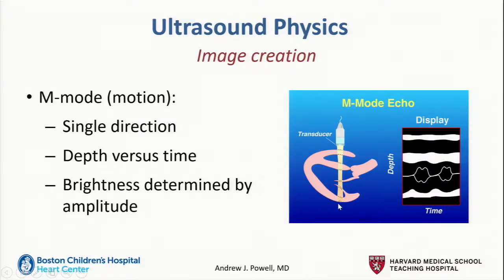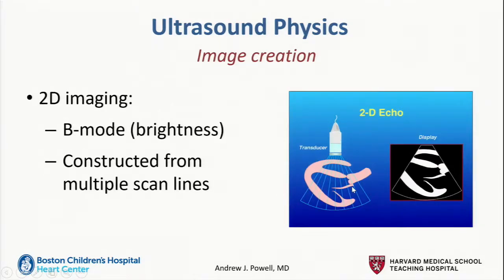And the brightness here is going to be determined by the strength of the signal, and that's in turn going to be determined by how much the sound waves get reflected back. So here you can see the RV free wall, the septum, and then here's the posterior wall, and here you can see mitral valve leaflets opening and then closing and then opening again. So that's M mode.